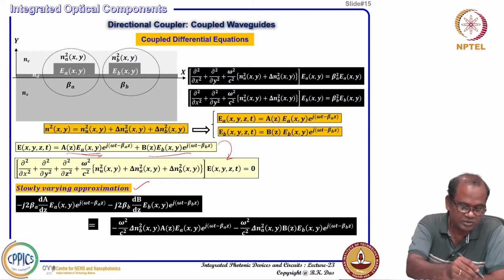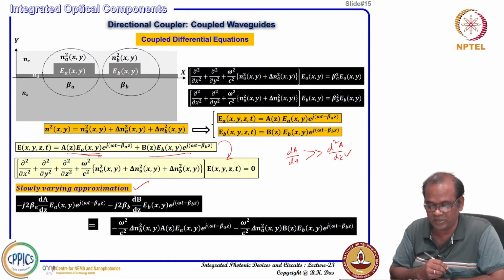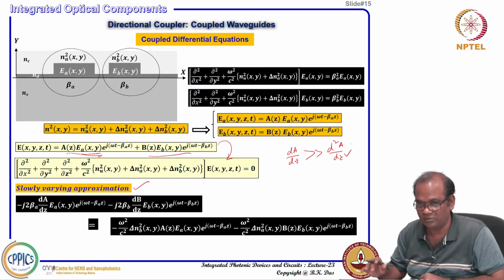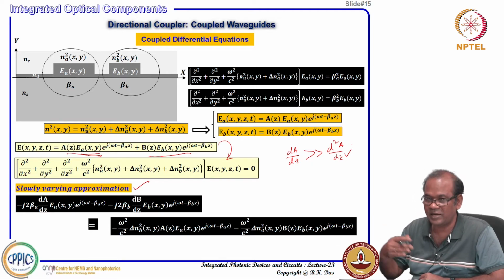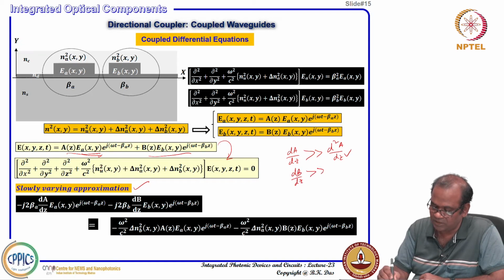You can consider, the same way, that dA/dz should be much greater than d2A/dz2. The second-order derivative is very small because the amplitude is evolving very slowly. So if you go for the second derivative, it will be approximately equal to 0. And similarly, dB/dz is much higher than d2B/dz2.